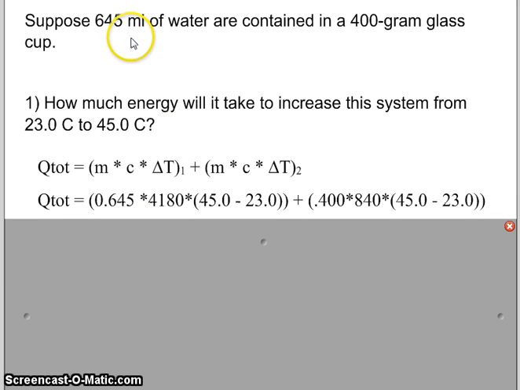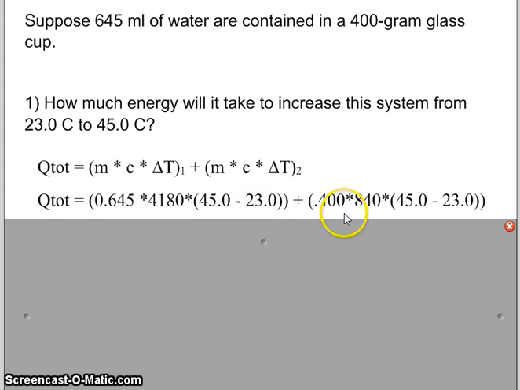The 645 milliliters of water are 645 grams, which makes that 0.645 kilograms. We need to be in kilograms as we put in our masses. We look up the specific heat of water. That should be on a table that you are receiving today. So that turns out to be 4,180. It's a pretty big number. And then the change in temperature is the final minus the initial temperature, 45 minus 23.